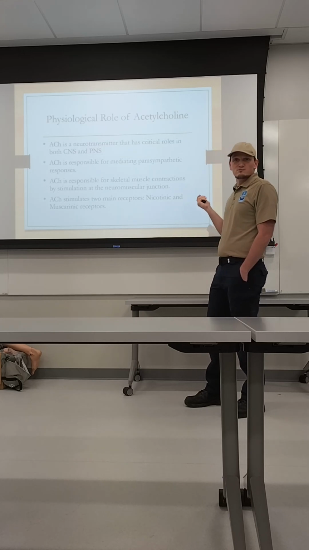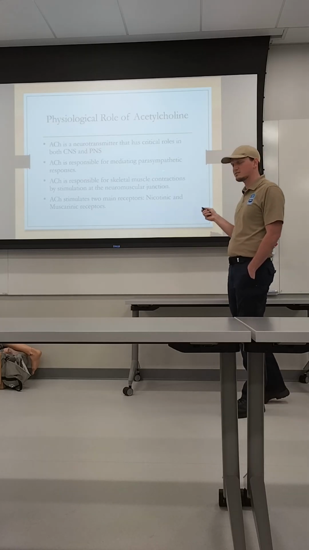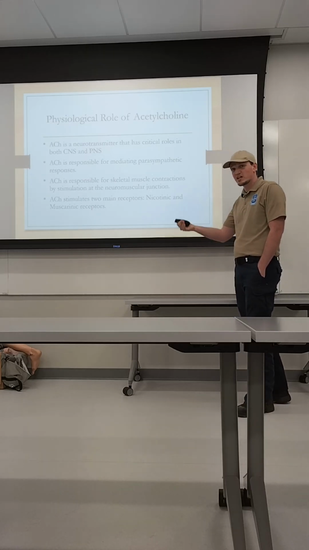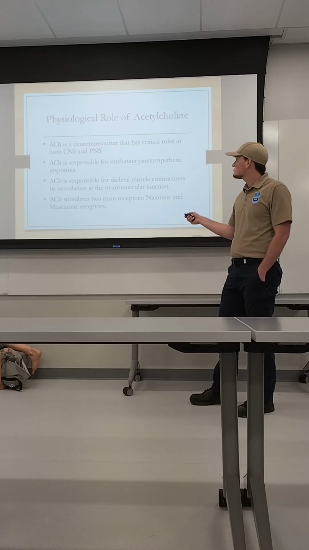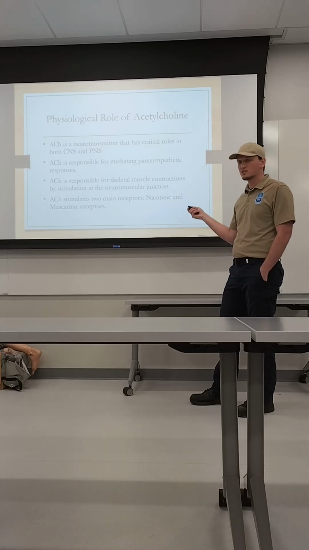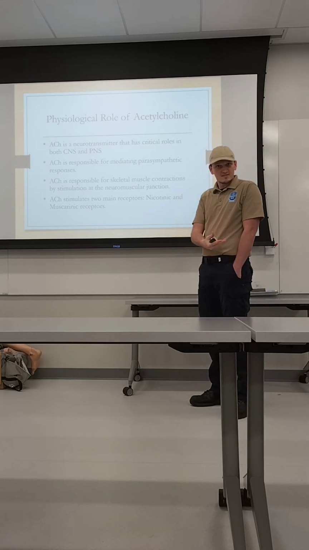So what does it do, right? Acetylcholine is a neurotransmitter that has a critical role in both the CNS and PNS. ACH is responsible for mediating the parasympathetic response. So it regulates the parasympathetic response. And ACH is responsible for skeletal muscle contractions by stimulating at the neuromuscular junction. So you guys should be familiar with skeletal muscle, but the neuromuscular junction is just that junction between the neuron and the muscle. Seems pretty simple. It's where your muscle and your brain kind of communicate.